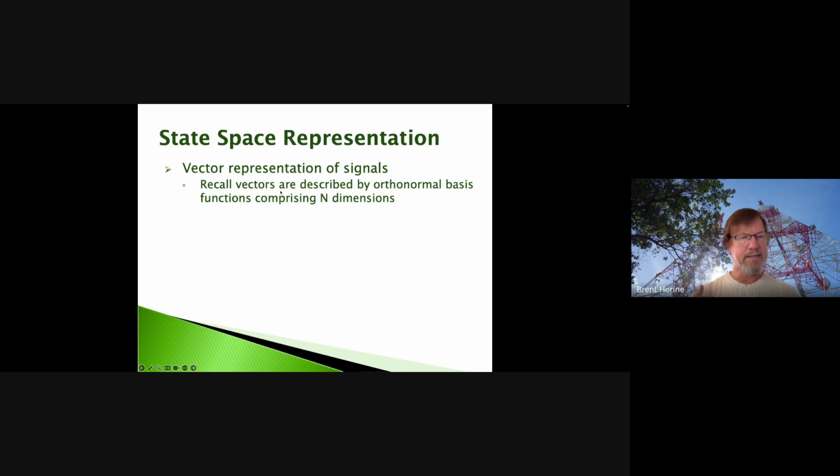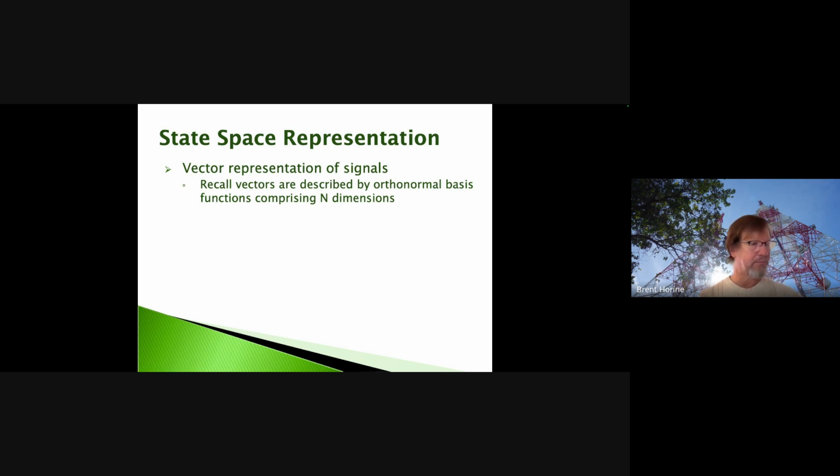So let's step back first and recall what vectors really are. Maybe by the time you're a senior, you've been working with vectors a lot, and sometimes you don't even remember or think about where they came from in terms of their basis. So vectors are described by orthonormal basis functions. They're orthogonal and also normalized to 1, for these basis functions comprising n dimensions.